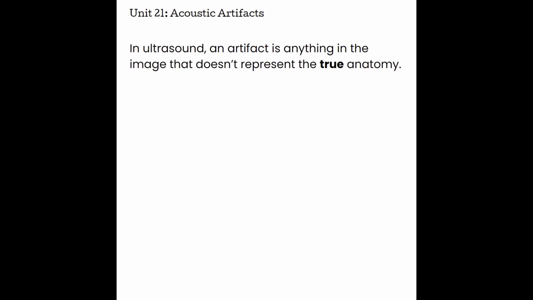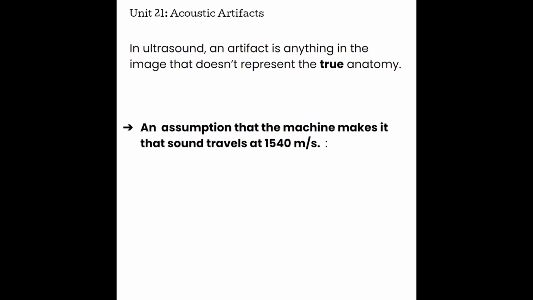Most artifacts appear because the machine has made an assumption, and then the way that the sound is interacting with the tissue causes that assumption to be invalid. An assumption that the machine makes is that sound travels at 1540 meters per second. We know this speed to be the propagation speed for soft tissue. In reality, though, the beam travels through many different types of tissue, and if the average speed for the area we're imaging varies from that 1540 meters per second, then an artifact might appear.